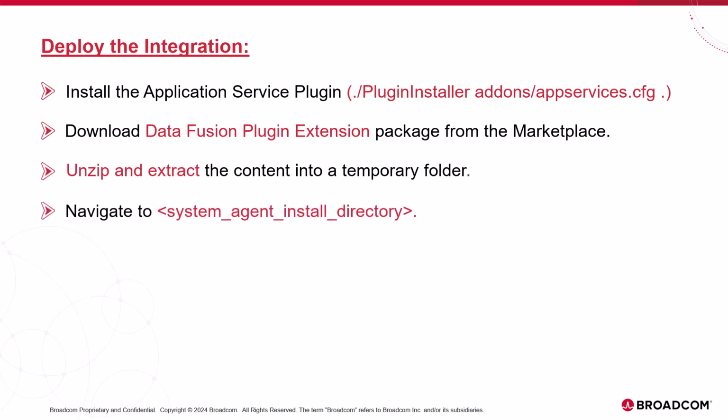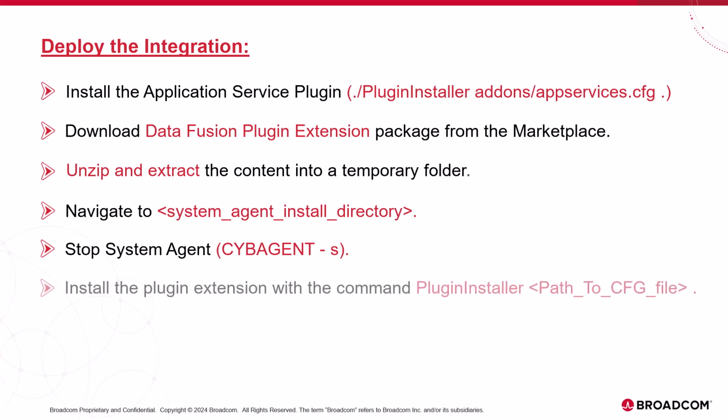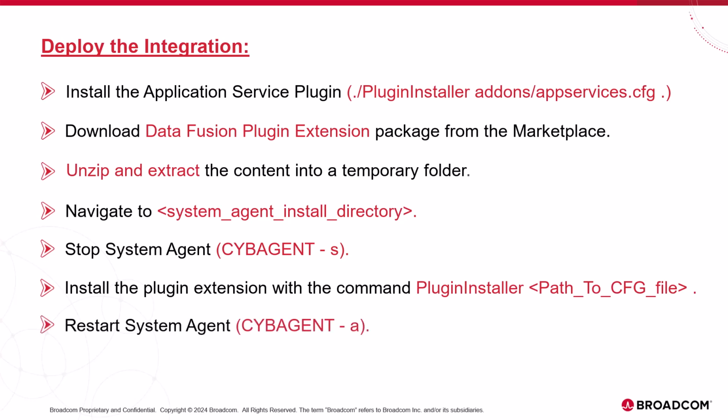Navigate to the system agent install directory. Next, we must stop the system agent with the cybagent -s command. Install the plugin extension with the command pluginInstaller followed by the path to the CFG file. Now, restart the system agent with the cybagent -a command.